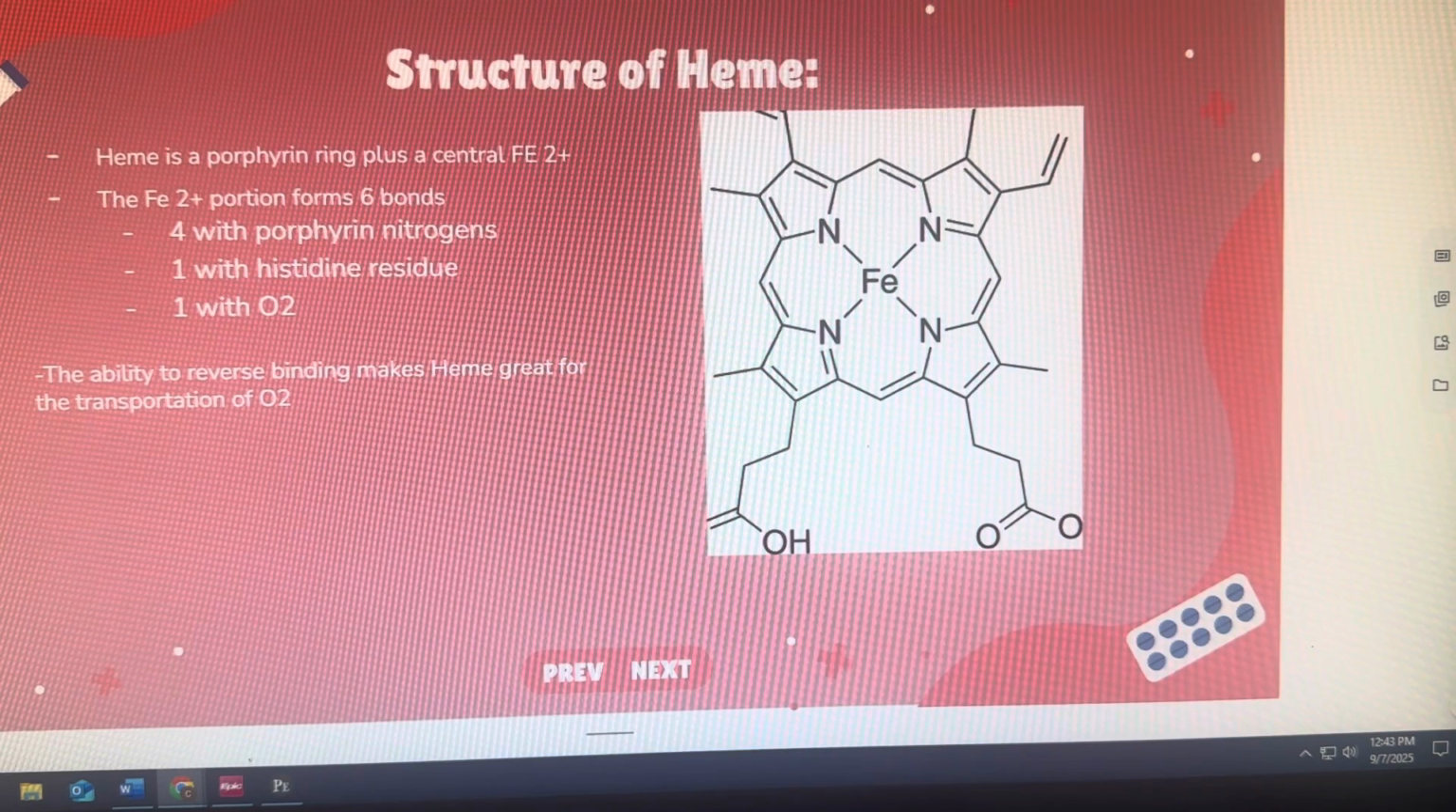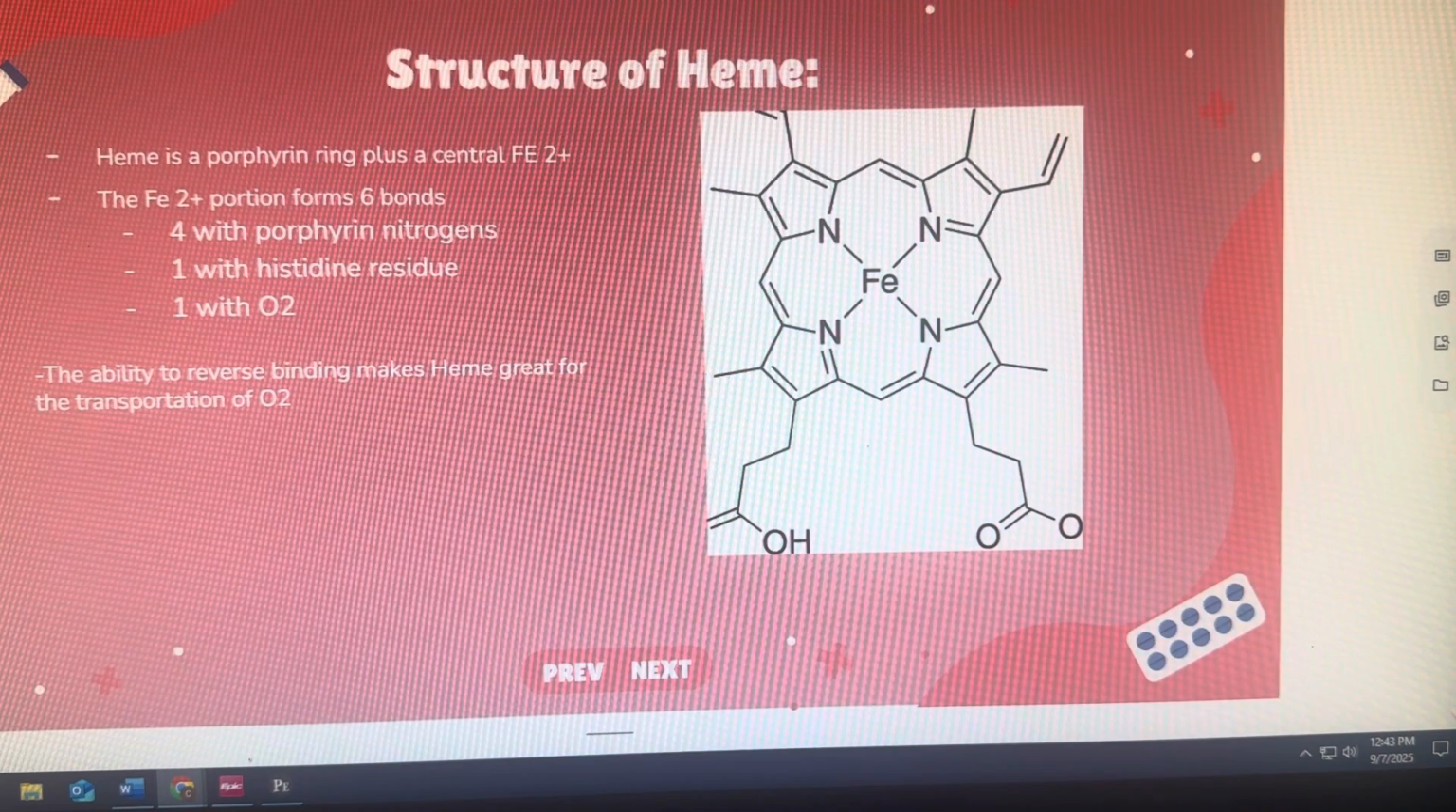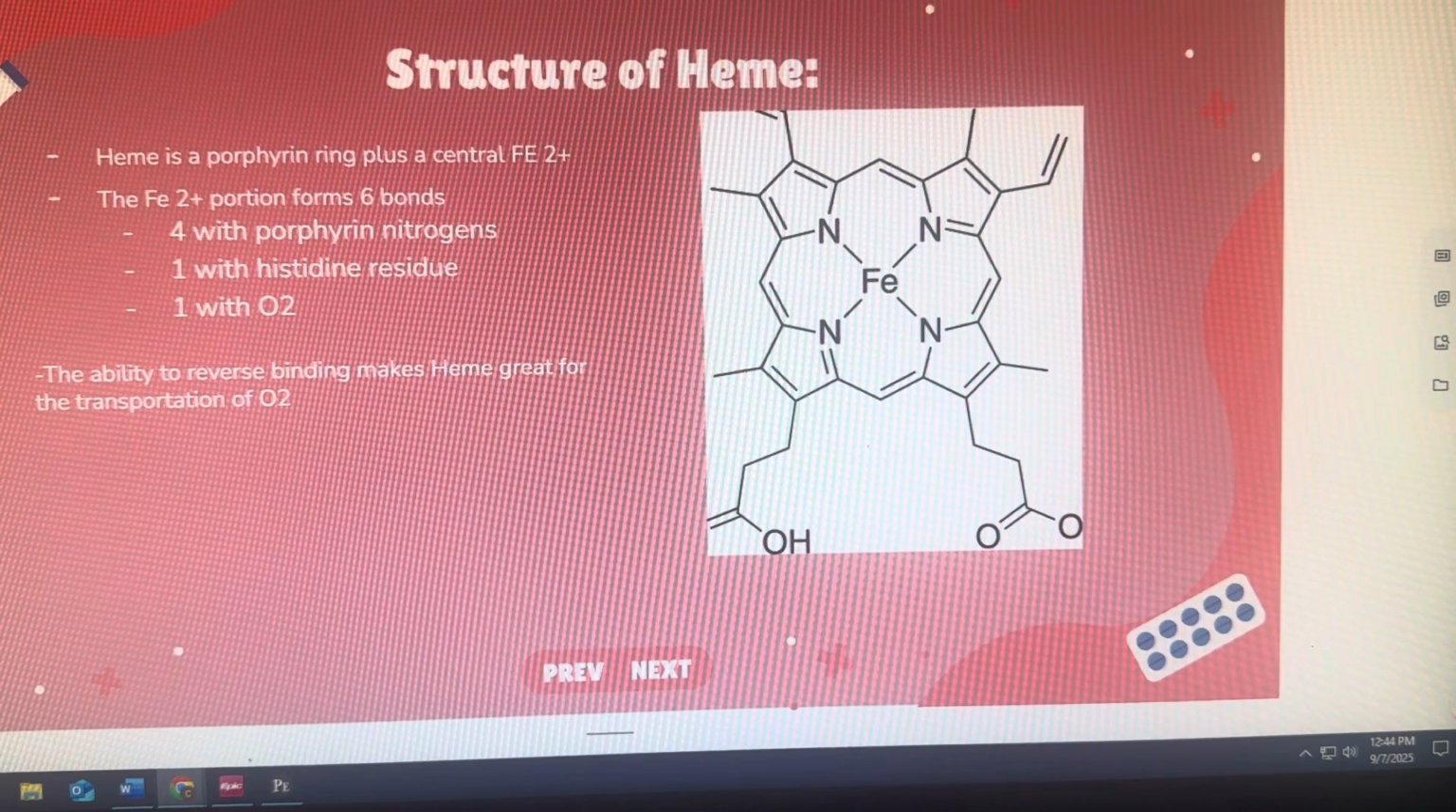1 bond connects to a histidine amino acid from the globin protein, and the 6th spot is open, and that's where oxygen binds. What's so important is that oxygen binding is reversible. That means oxygen doesn't get stuck forever, and hemoglobin can act as a delivery system, loading oxygen when levels are high, like in the lungs, and releasing it when levels are low, like in our tissues. This reversible binding is what makes Heme and hemoglobin the perfect oxygen carriers.